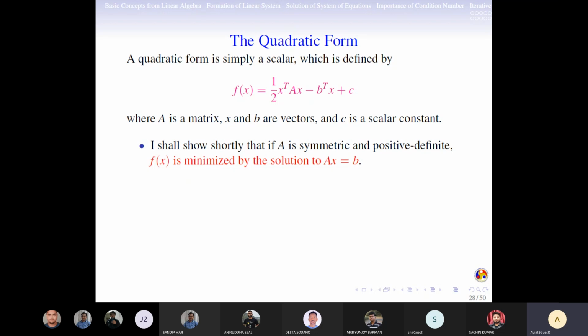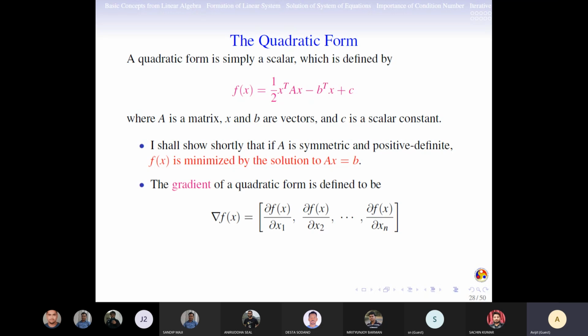So our main goal is to find the solution of the system Ax equals b. We are not solving the system directly. What we are doing is finding the minimum point of this function f. Is that clear? We are finding the point x for which f will give the minimum. If we get the point for which f gives the minimum, that x will be the solution. And how? I will show the proof of how this relation happens.